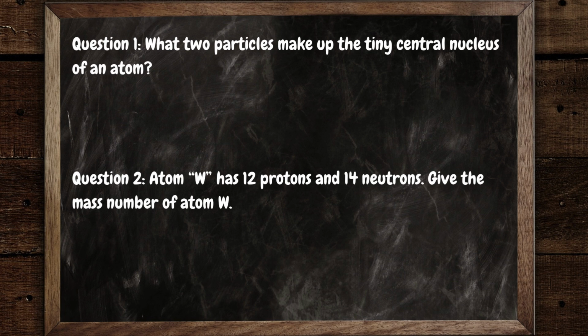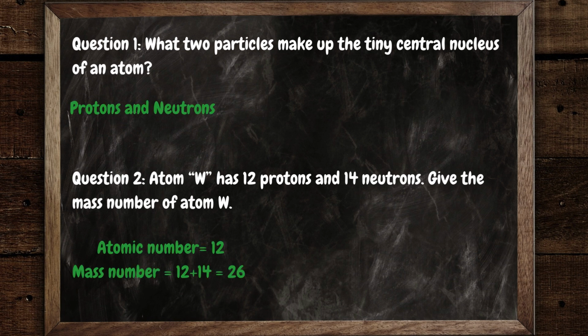Okay, so let's go over the first question. Which 2 particles make up the tiny central nucleus of an atom? So this is protons and neutrons. Protons are positive and neutrons are neutral, so it has a charge of 0.